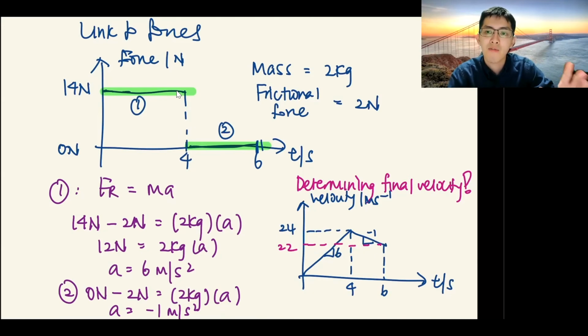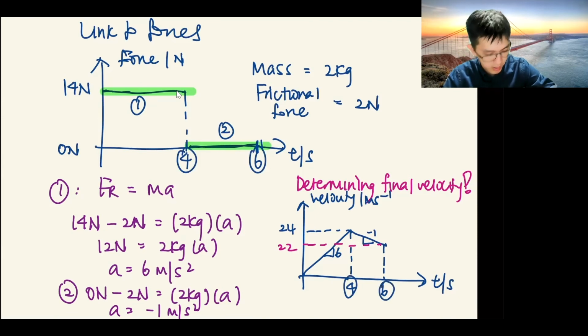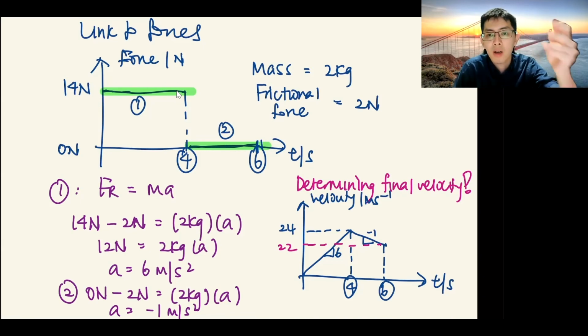What can I do with that information? I can put it in a velocity-time graph. Where do you get the values of 4 seconds and 6 seconds? If you take a look, 4, 6, 4, 6. I'm just following the graph. In the first 4 seconds, the acceleration is 6 meters per second squared. In the next 2 seconds, the acceleration is minus 1 meter per second squared. So you can solve for the velocity at the highest point and at the end of the motion, which gives you 24 and 22.